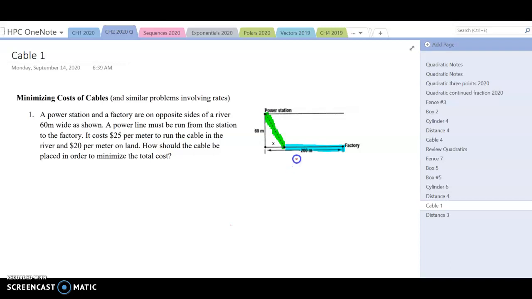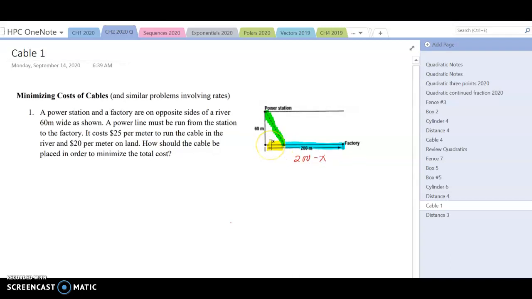So we know the blue section is going to be 200 minus x, because this little yellow distance is x. We have a right angle there. We'll assume that's a right angle. So Pythagoras would say leg squared plus leg squared is hypotenuse squared. So the green piece is going to be the square root of 60 squared plus x squared, and if you simplify that, 3600 plus x squared.